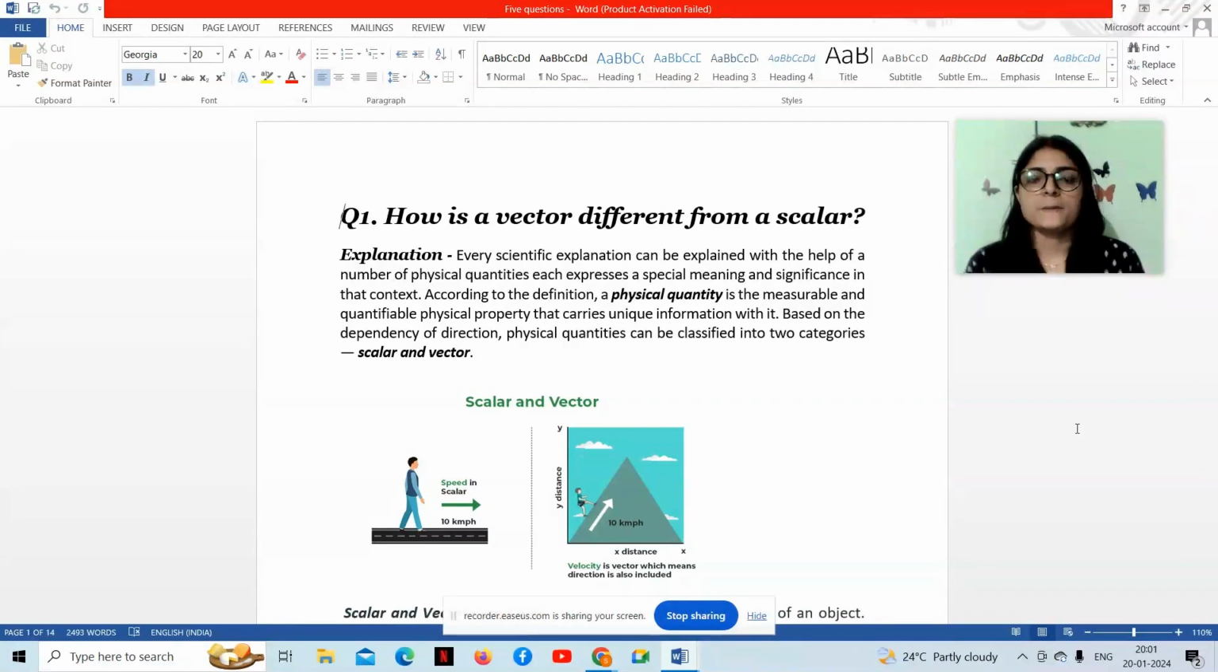So the first question is, how is a vector different from a scalar? First, we need to understand what is a vector and what is a scalar. Both vector and scalar are physical quantities, right? A physical quantity means a measurable and quantifiable physical property that carries unique information with it.